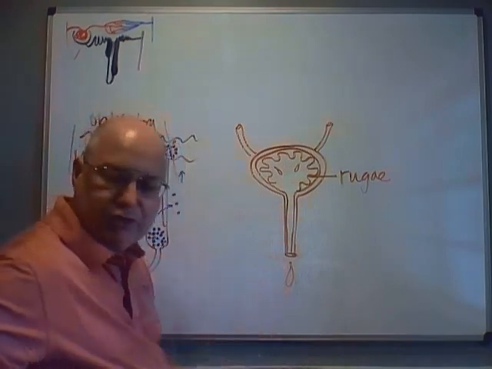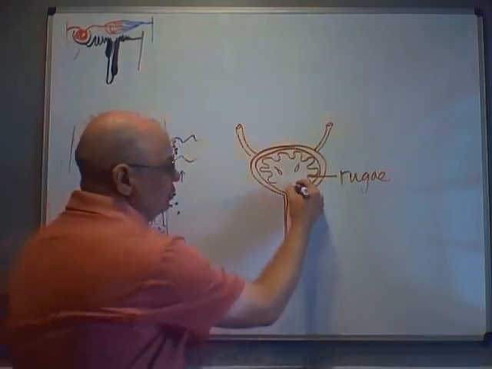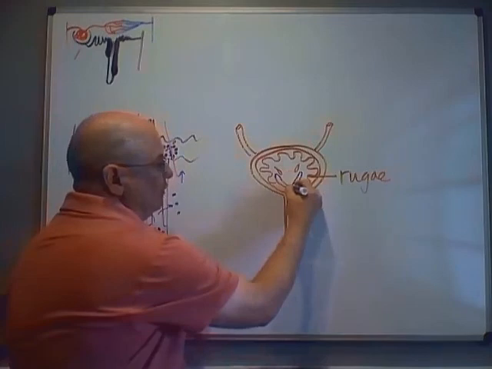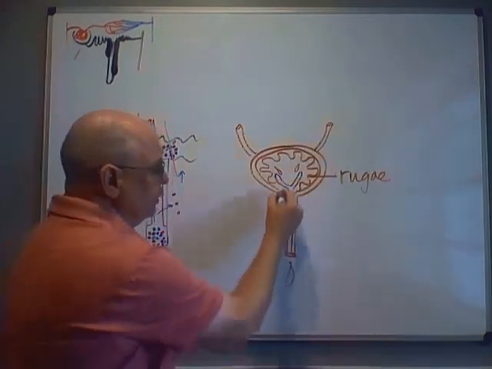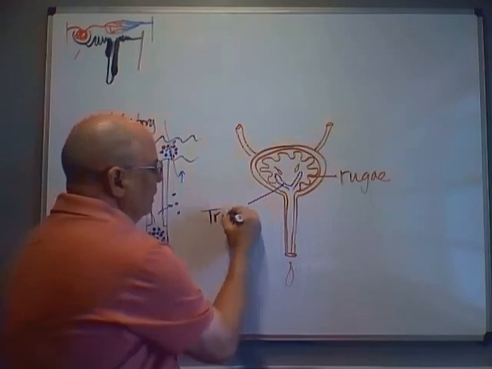Now, one of the unique structures of the bladder is this little structure that has 3 branches, and one of them might be coming up towards us. So I'm only going to draw 2 of the 3. But that thing is called the trigone.